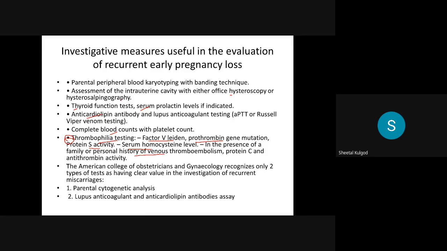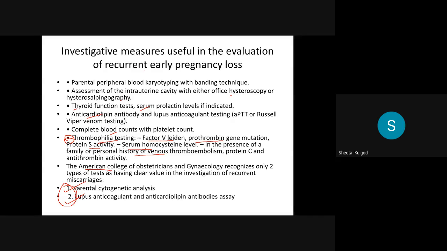So according to the ACOG, this is again a world-renowned body, that is American College of Obstetricians and Gynecologists, which forms a lot of guidelines, and they have been followed all over the world. So what they recommend, especially in case of recurrent early pregnancy losses, is what is important to be done is, one is parental cytogenetic analysis, that is nothing but karyotyping, and lupus anticoagulant and anticardiolipin antibodies. So they recommend just these two are more important. Any other investigations like even Torch infections or anything else, they don't warrant to be done. So these are a set of investigations which are to be done in such patients.